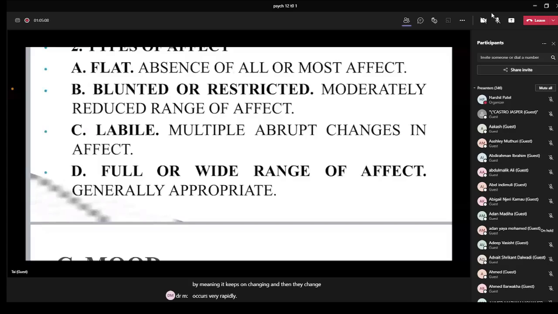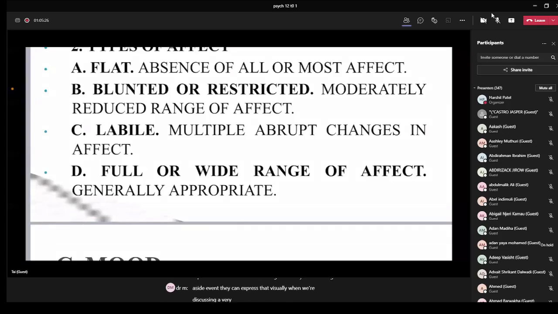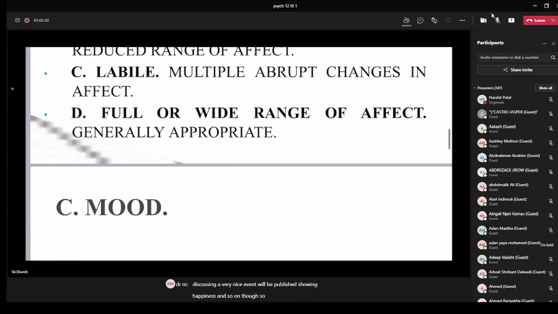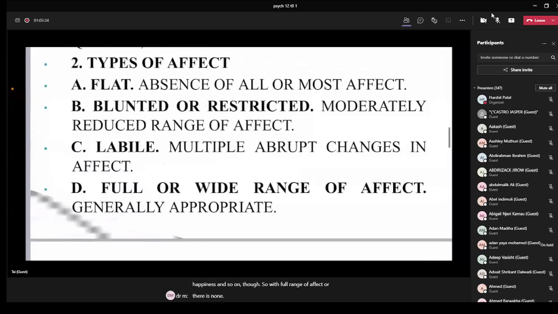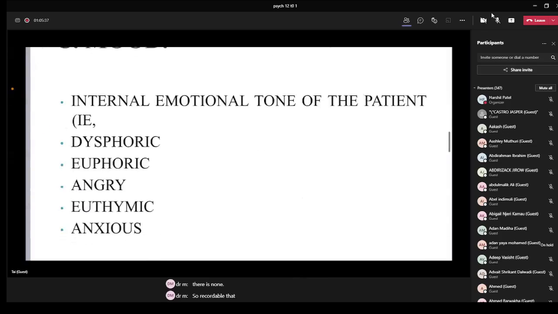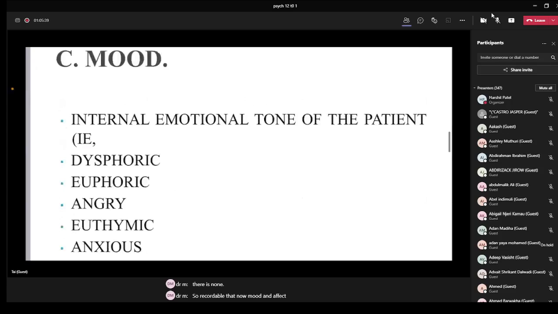Now, the affect can be full or wide range, meaning that they show all the appropriate presentations. When they are discussing a sad event, they can express that visually. When they're discussing a very nice event, they'll probably be showing happiness and so on. So there's a full range of affect or there is none. So record all that.